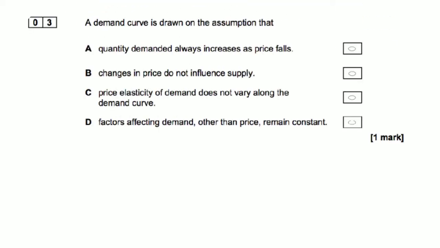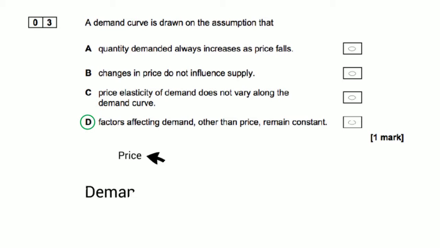Question 3 says a demand curve is drawn on the assumption that, and then we have our 4 options. A demand curve plots price against quantity, and the only thing that changes along the demand curve is price. All the other factors affecting demand remain constant. So we can see the answer to this question is D.